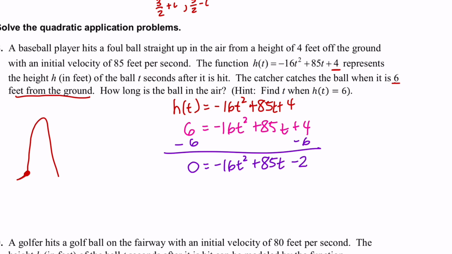Now, these are going to be big numbers. We're going to have -32, and I don't think there's any way to get 85. So it's not going to factor. If you have big numbers like this, just go to the quadratic formula. It will be an easier way to do it. We're going to write our A, our B, and our C. A, remember, is the number in front of the t squared. So I'm going to have a -16. B is going to be my 85, and C is my -2.